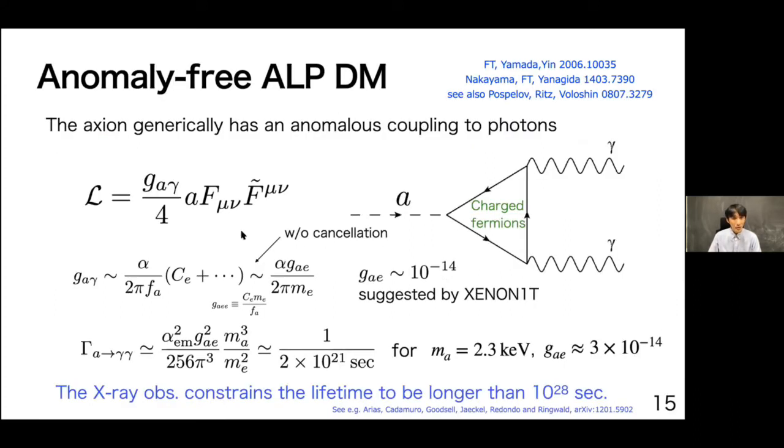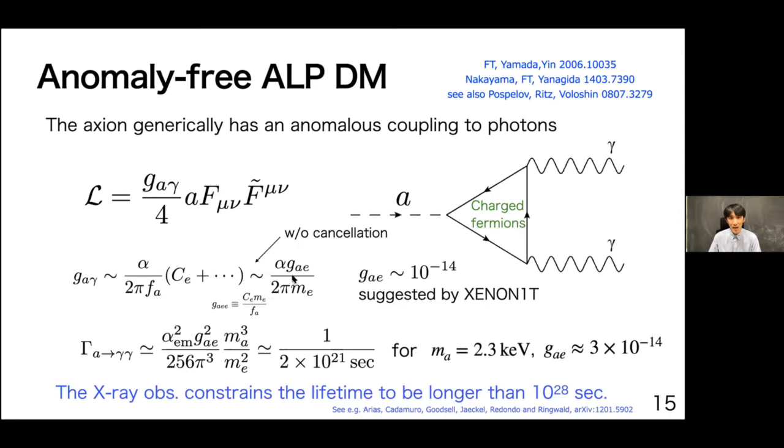And in addition to the electron, such an axion is generically coupled to photons. So if you consider this triangle diagram where the charged fermions coupled to the axion are running in the loop, you generically obtain the anomalous coupling of the axion to photons. And we have various contributions coming from fermions running in the loop. Assuming there's no cancellation among those contributions, we expect the coupling of the axion to photons, g_Aγ, is about the fine structure constant alpha times the PQ charge, say C_E, over F_A.